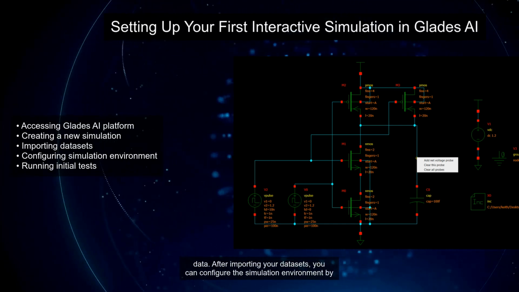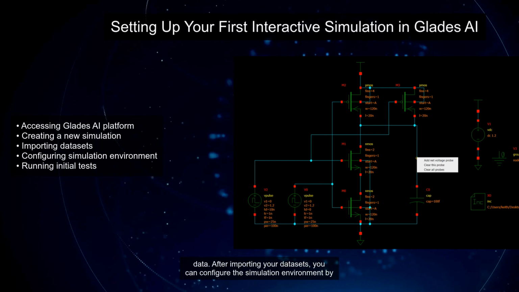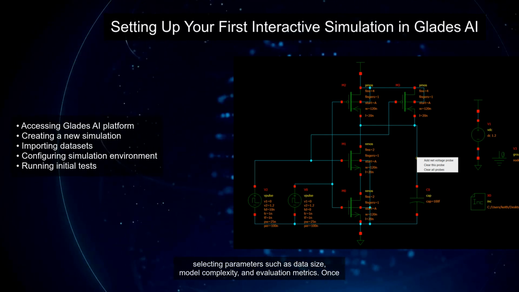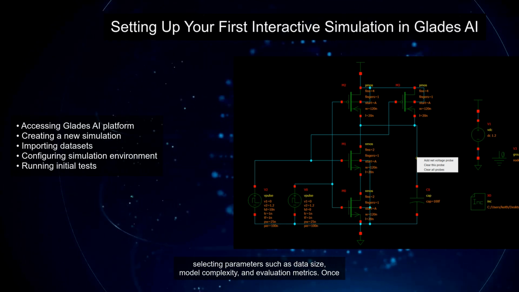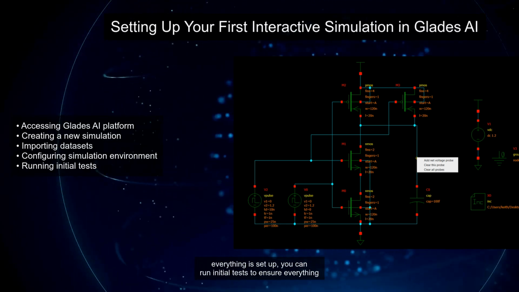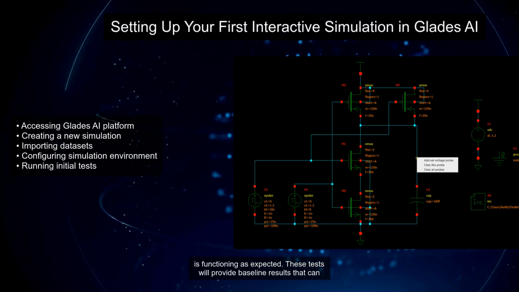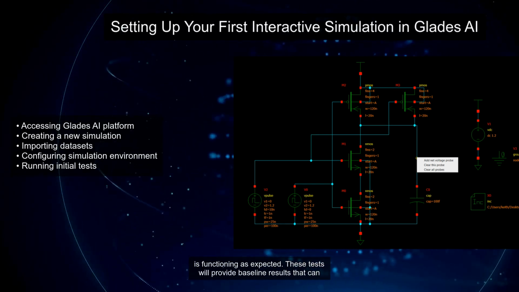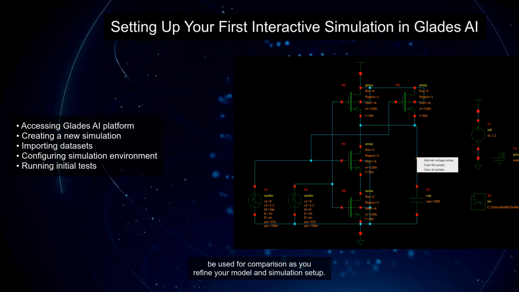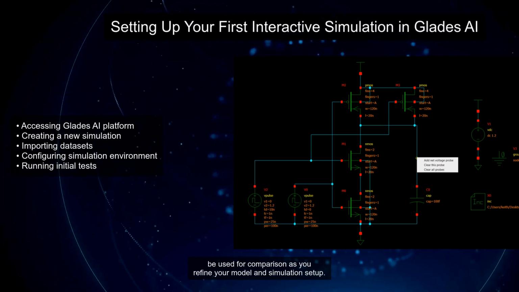After importing your datasets, you can configure the simulation environment by selecting parameters such as data size, model complexity, and evaluation metrics. Once everything is set up, you can run initial tests to ensure everything is functioning as expected. These tests will provide baseline results that can be used for comparison as you refine your model and simulation setup.